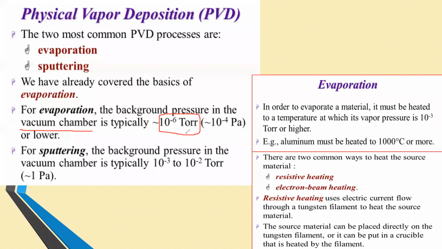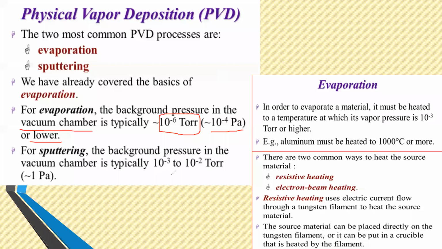It may be around 10 raised to minus 7 torr, 10 raised to minus 8 torr, or 10 raised to minus 9 torr. But above 10 raised to minus 6, meaning 10 raised to minus 5, 10 raised to minus 4, 10 raised to minus 3 torr, we cannot start the thermal evaporation system, that is, the physical vapor deposition system. So the first important key point of the thermal evaporation system is that a 10 raised to minus 6 torr vacuum is required.